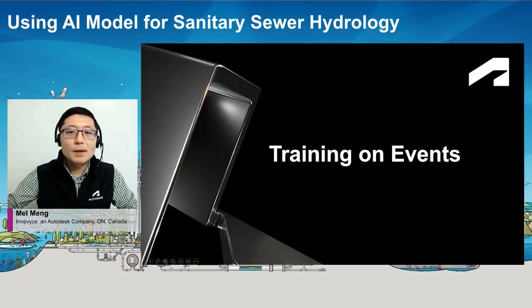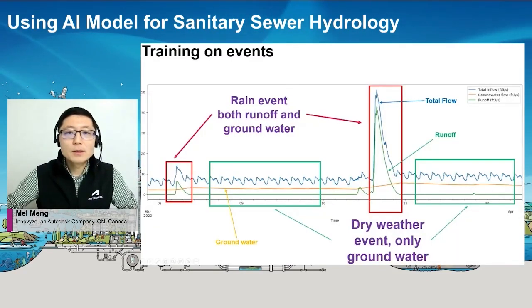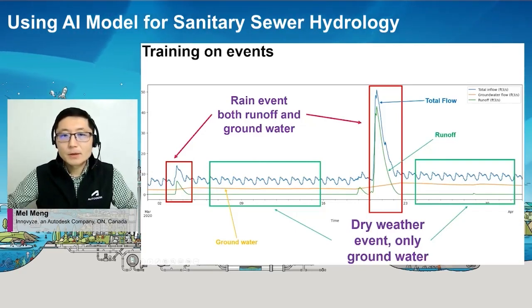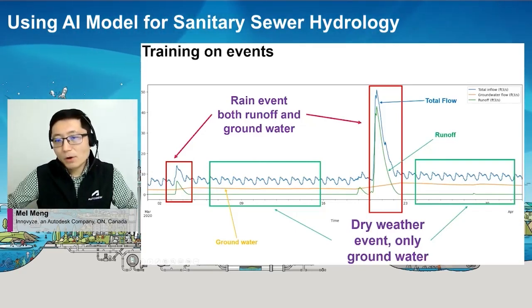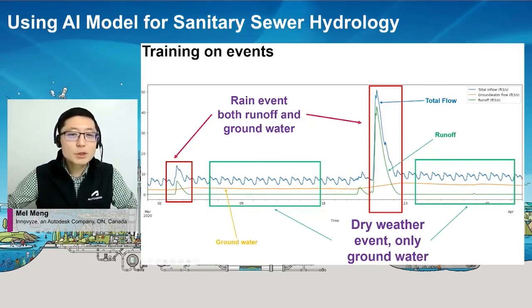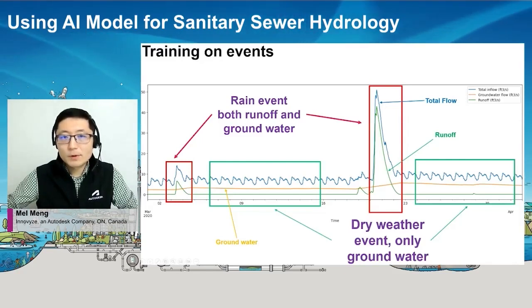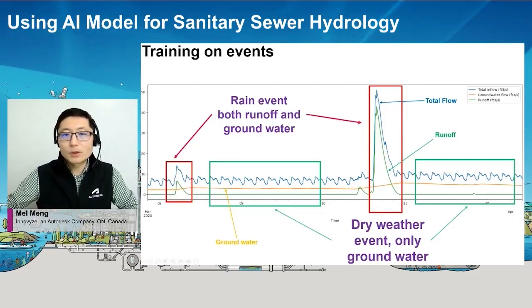Okay, so what about events? Let's take a look. These are rain events, and you have dry weather events. Let's look at the rain event first. As you can see, when it rains, there are 2 processes working at the same time: the runoff and the groundwater. My feeling is it's probably too complicated for the AI to learn. So maybe we should separate the groundwater component from the runoff. That way we can make it easier for the AI model to learn. So this is one thought.